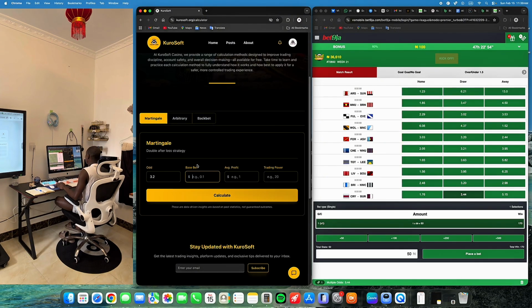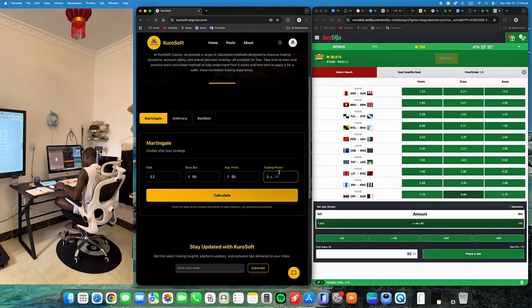It will not be below that. So now the base bet means the minimum amount I want to use for the betting. So I'm going to use 15 naira. Then average profit means how much profit I expect to make from each round in case this team only makes a win. So for that I'm going to use 15 naira as well, because the higher I increase the average profit that I want to make, the higher the capital that will be required for me will be.